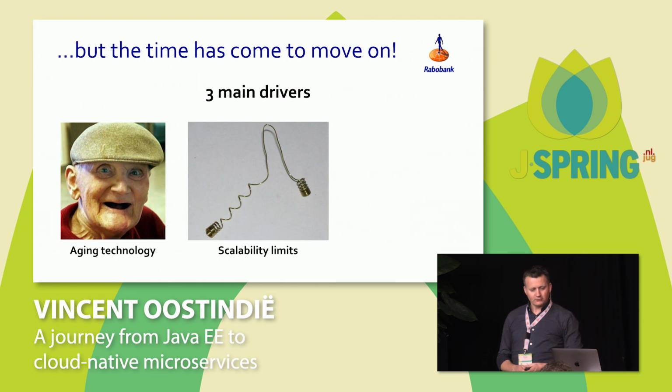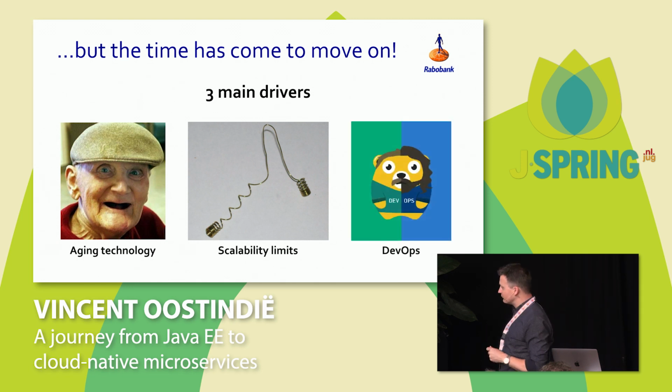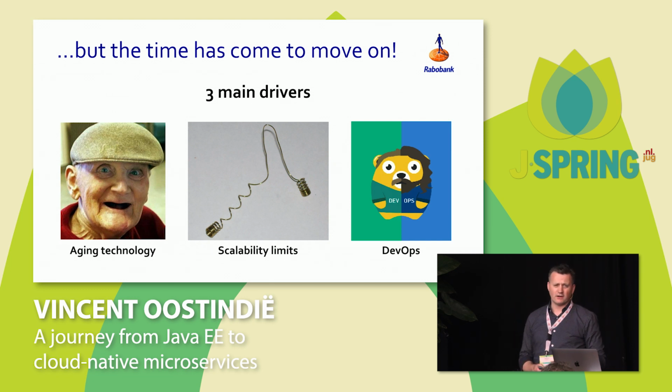A third reason for doing this is DevOps. Within the Rabobank, for the last couple of years, I think it's already 5 or 6 years even, there's been a transition towards more agile development. Since 1.5 or 2 years, we're moving into real DevOps mode, so you build it, you run it kind of teams.